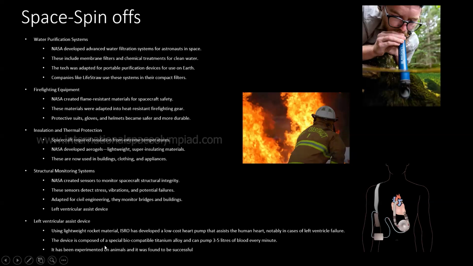Then, especially, there are spin-offs from ISRO. One of them I have included is the left ventricular assist device. You can see that this is an assist for the ventricular valve or something. I don't know exactly the biology behind that, but the material used to make that assist device couldn't be heavy, because you can see it is kind of sagging from the heart, so they used a lightweight rocket material. ISRO had developed low-cost heart pumps that assist the human heart, notably in case of left ventricular failure. It's a kind of pump, I think, in place of the ventricle. The ventricle is one of the chambers, if I remember correctly from biology class.